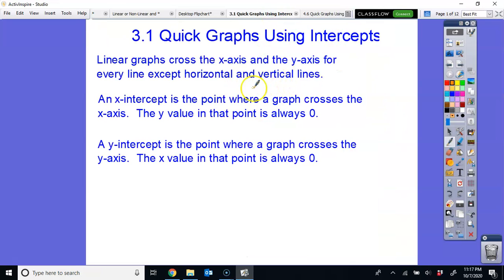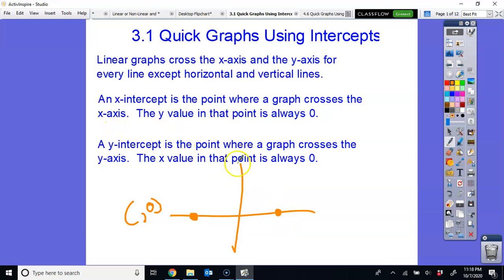One of those is looking at the intercepts. The x-intercept is the point where the graph crosses the x-axis. On the x-axis, the y value anywhere on this axis is always 0.